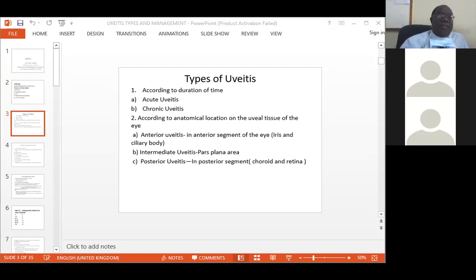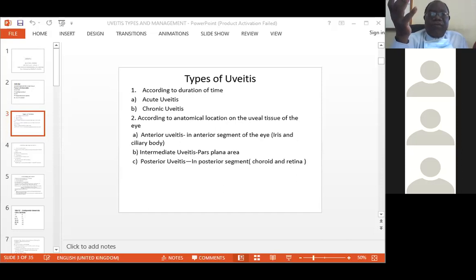Done? Okay. So the types of uveitis can be classified according to the duration of time: acute uveitis or chronic uveitis. Two, you can also classify according to the anatomical location on the uveal tissue of the eye. For example, anterior uveitis, in the anterior segment of the eye. The anterior segment of the uveal tissue, you are talking of the iris and the ciliary body. Intermediate uveitis, that's the pars plana.